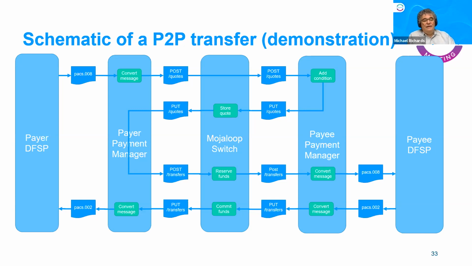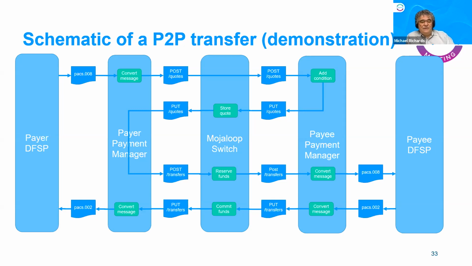The payer's payment manager then generates a post transfers message based on the put quotes message. This is still essentially the same content as the PAIN.008 message. It sends it to the switch, which reserves the funds, and sends the post transfers message to the payee's payment manager, which converts it to the original PAIN.008 and sends it to the payee DFSP.